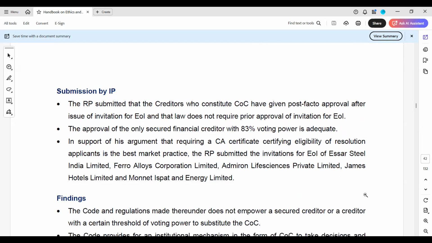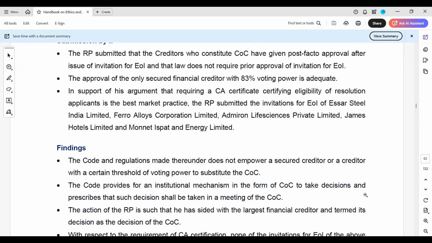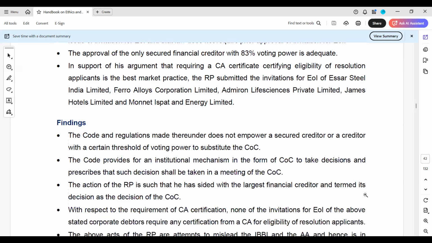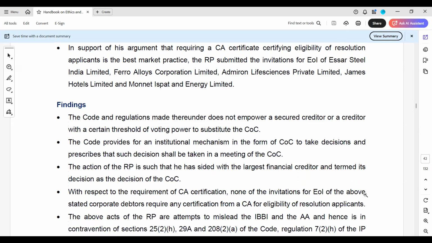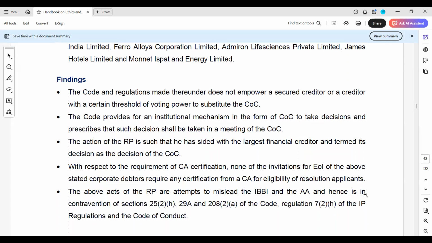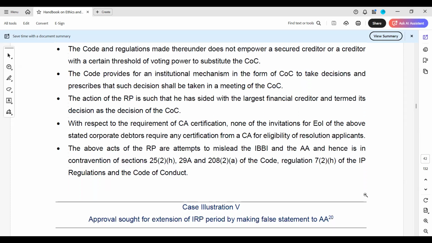So he said it's a best market practice. But they say that whatever may be the threshold, a secured creditor or creditor is not empowered to substitute the COC. Okay, so he was found siding with the largest financial creditor.